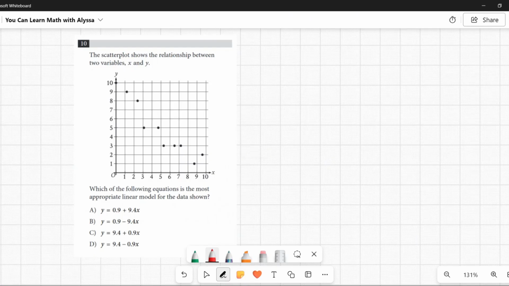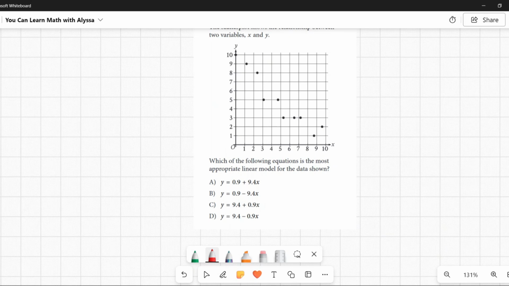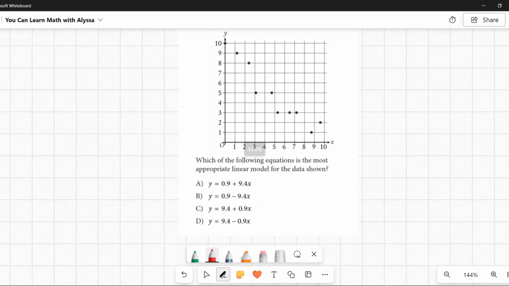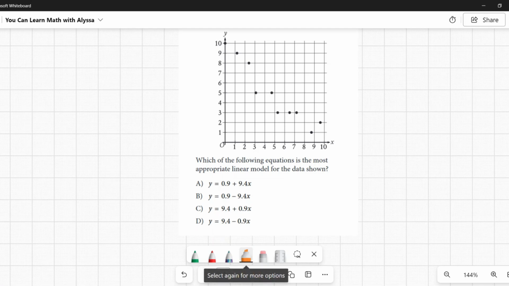Number 10, the scatter plot shows the relationship between two variables x and y. Which of the following equations is the most appropriate linear model for the data shown? You don't really have to know that much about scatter plots to get this kind of problem, right? It basically is just saying a linear model is a line that comes closest to describing the trend that we see here. So I don't know where exactly that's going to be, but I know it's something like this.